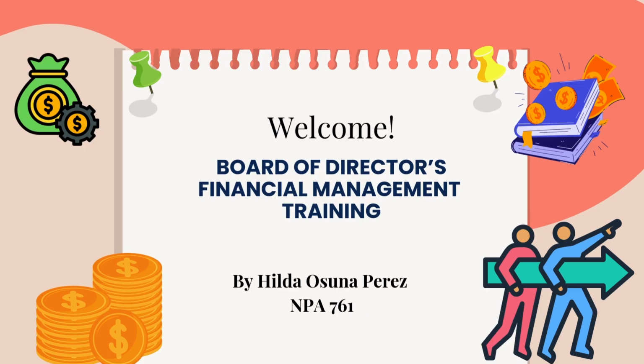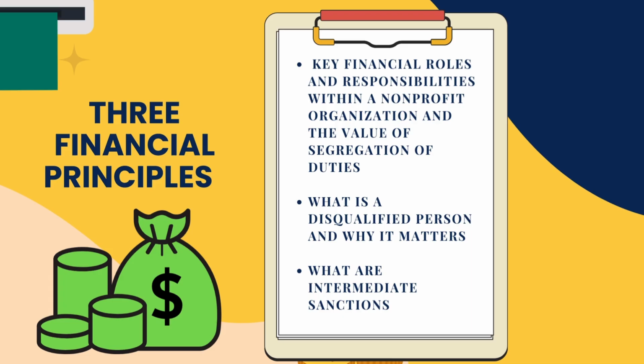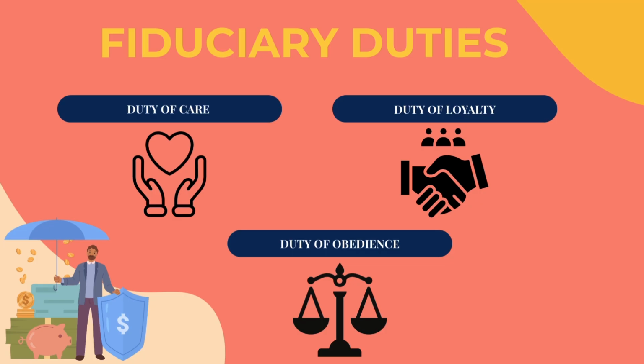As leaders and fiduciaries of your nonprofit, it is essential to understand financial practices that keep your organization compliant, ethical, and credible. Because you hold the most important financial role, strong financial literacy and acumen are key to fulfilling your responsibilities. In today's training, we will focus on 3 critical financial concepts: key financial roles and responsibilities within a nonprofit and the value of segregation of duties, what a disqualified person is and why it matters, and the concept of intermediate sanctions.